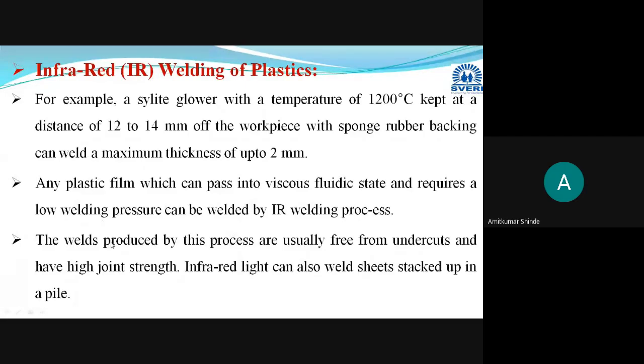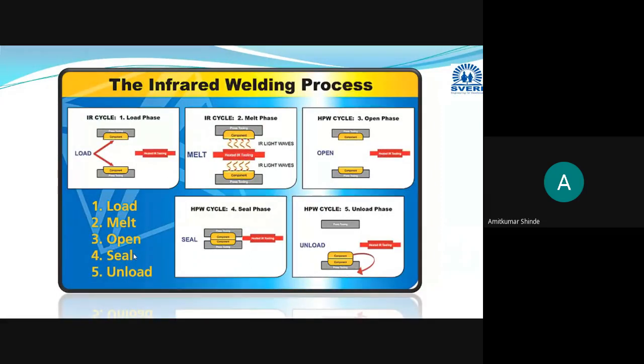Now one very specific advantage of this process is that low welding pressures are required. In this infrared welding process, very low welding pressures are required. Whichever weld joint is produced has very high strength and high quality. High joint strength is obtained, low pressures are required, and defect free joints are obtained in this infrared welding of plastics. So these are the stages in the infrared welding process.